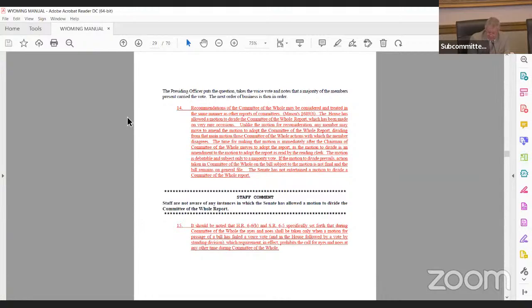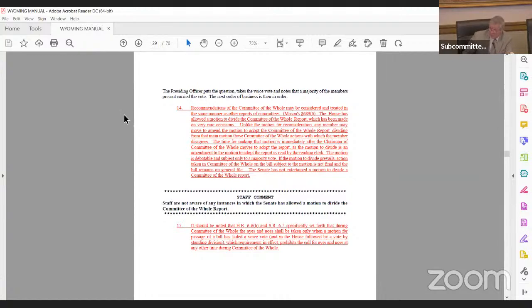1210A, which says if you want to reconsider an action committee of the whole, you have to do it before you entertain a motion to adopt the committee of the whole report. And so that gets that really, because that's really what you're doing. You're reconsidering your action on that bill number 9. And the Senate says you have to do that before you consider the committee of the whole report. The House has allowed you to divide the committee of the whole report.